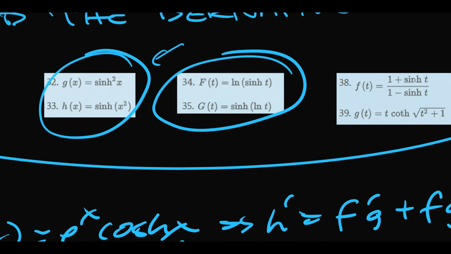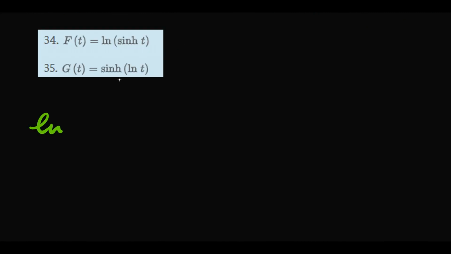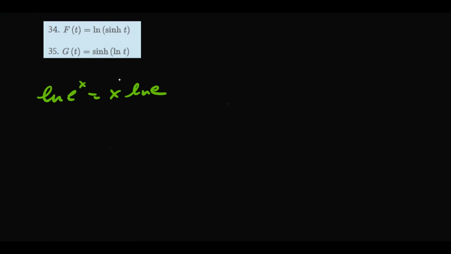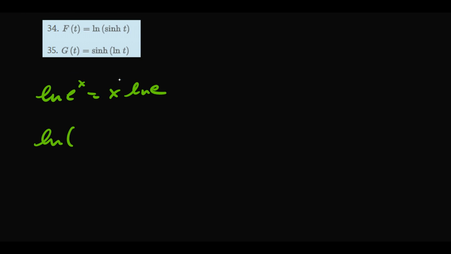Let's pull those out. Okay, so these can get interesting. Remember that the natural log of e to the x is just x natural log of e. But if you have natural log of something like e to the x plus e to the negative x, you cannot distribute this natural log through, okay?